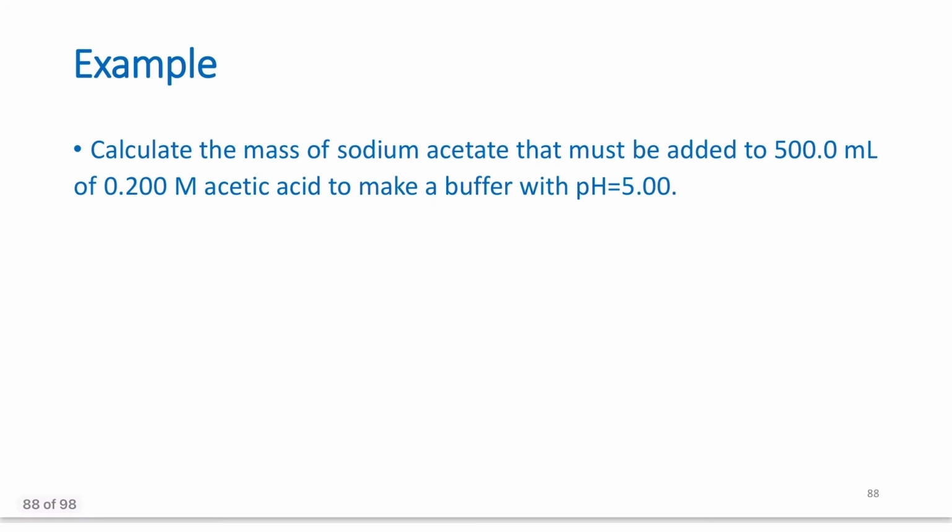Calculate the mass of sodium acetate that must be added to 500 mils of 0.2 molar acetic acid to make a buffer with a pH of 5. The pKa value of acetic acid is 4.74. I'm going to use Henderson-Hasselbalch. So pH equals pKa plus the log concentration of base over concentration of acid. You don't have to use Henderson-Hasselbalch. I just like it because it's faster. Plug in what we know. We want a pH of 5, and we know the pKa value is 4.74.